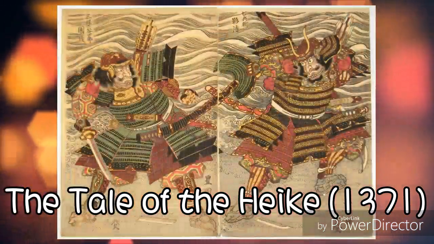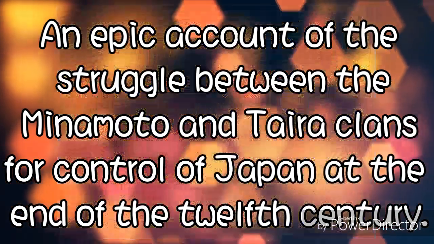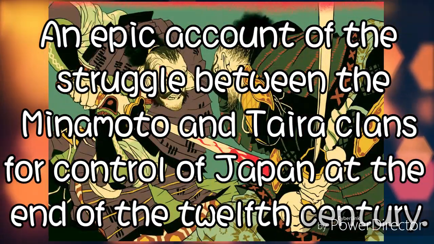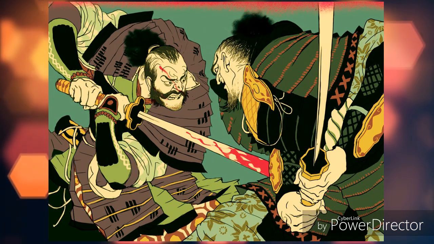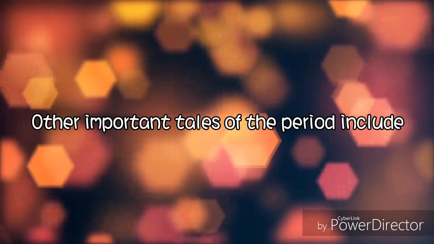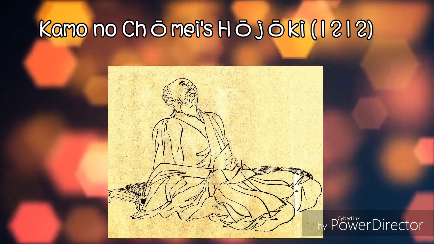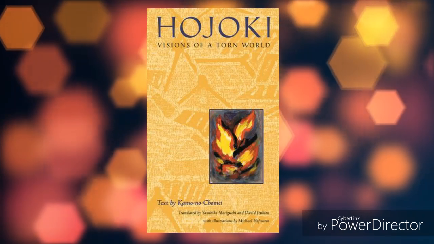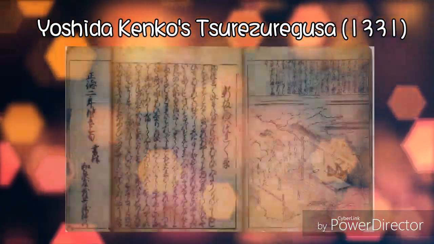A representative work is the Tale of the Heike, an epic account of the struggle between the Minamoto and Taira clans for control of Japan at the end of the 12th century. Other important works of the period include Kamo no Chomei's Hojoki and Yoshida Kenko's Tsurezure Gusa.